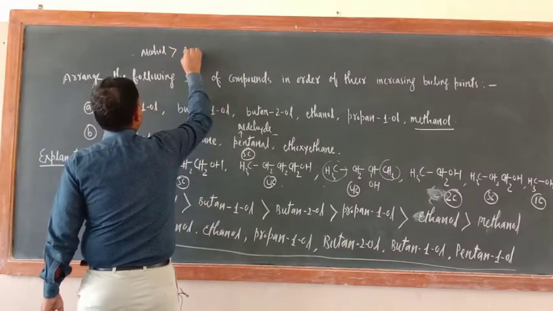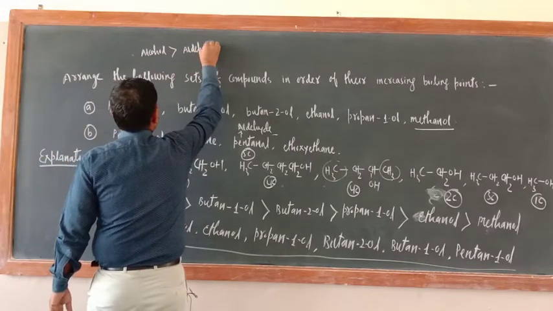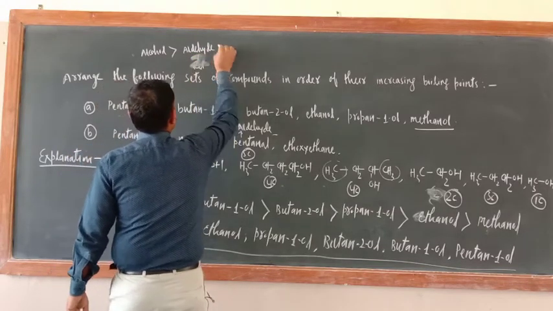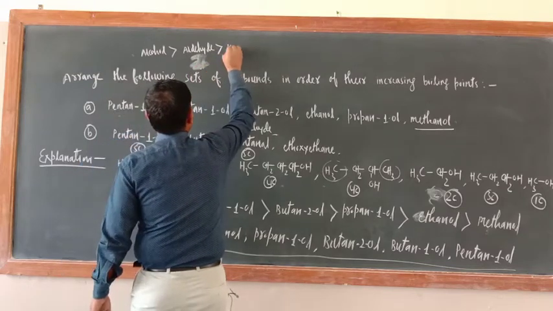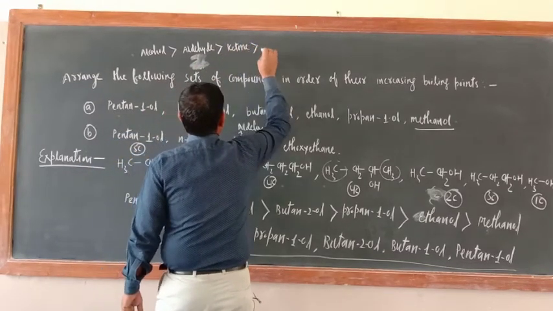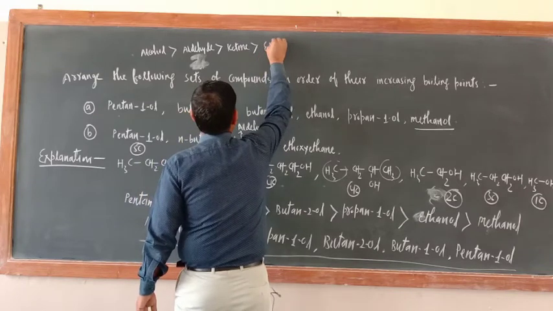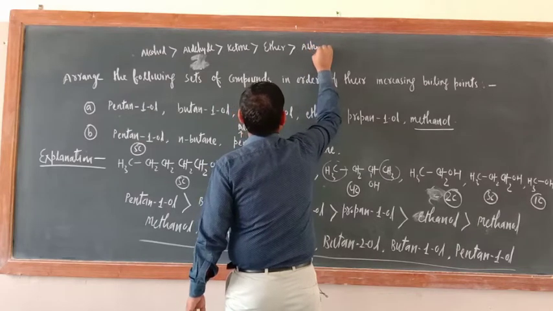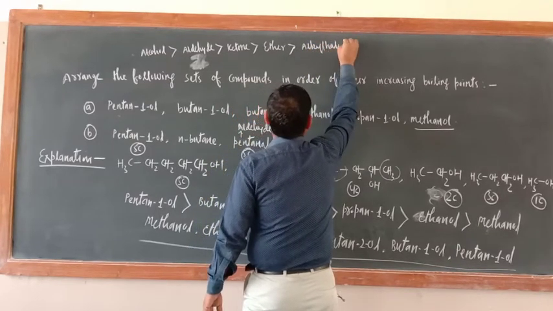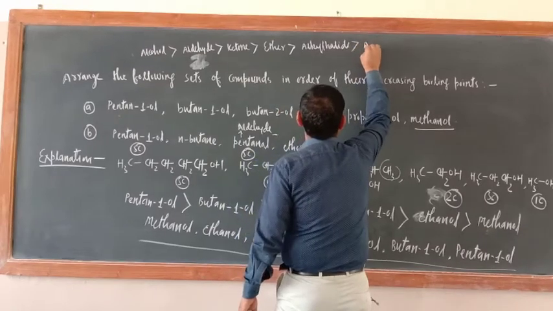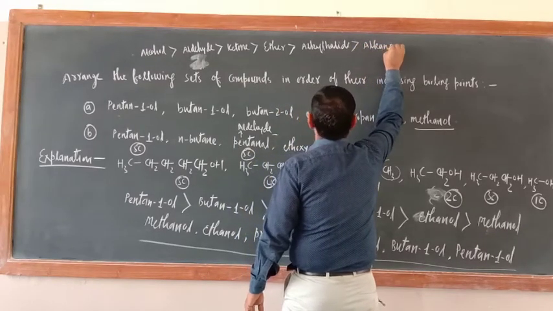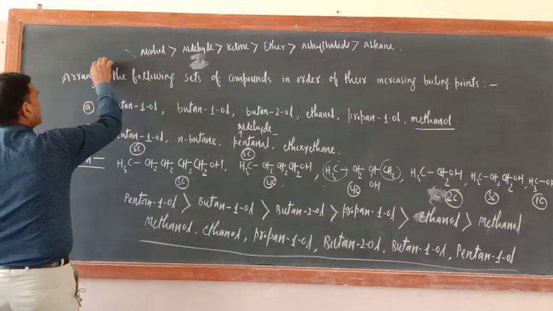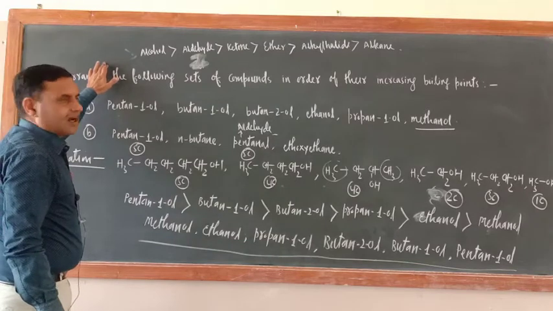Next one is aldehyde and ketone. Better to write aldehyde first, then ketone, then ether, then alkyl halide, and at the end alkane. This is the order. Now this order would be changed: here the highest one would be the carboxylic acid.